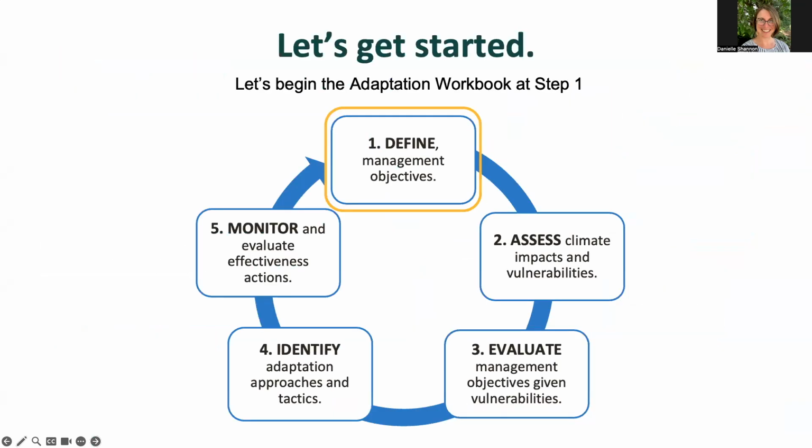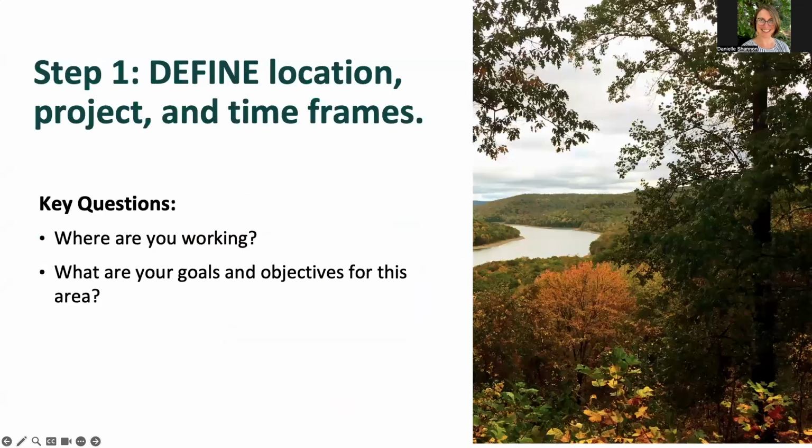Let's begin at step 1, define management goals and objectives and other project details. This is a critically important step that sets context for the entire plan. This step records fundamental information about the project area or property that will be used throughout the workbook process. Because it serves as a starting point for the subsequent steps, management goals and objectives should be as specific as possible. In many instances, this information will already be available as part of a management plan or other planning document.